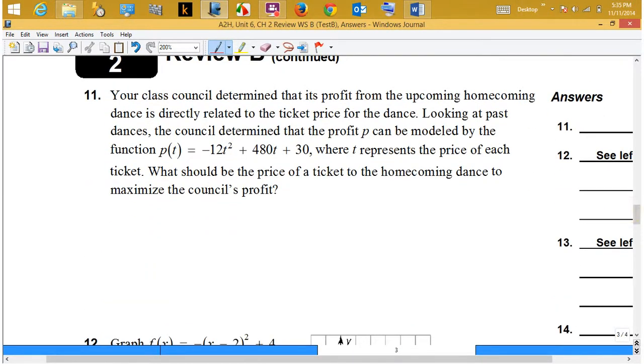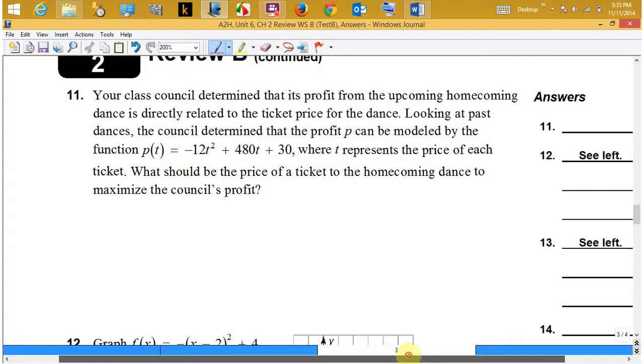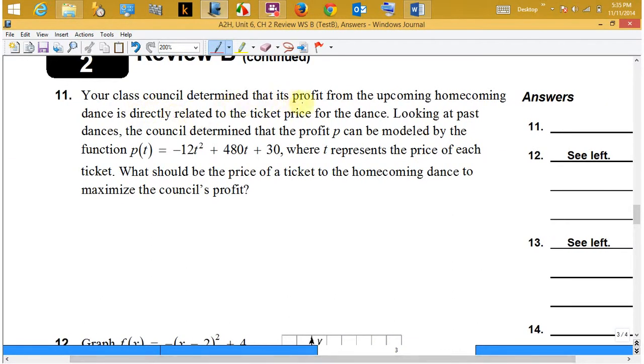Okay, we have a word problem. It says your class council determined its profit from the homecoming dance is directly related to ticket price. Look at the past dances. The council determined that profit P can be modeled by this equation, where T is the price of the ticket. So this is the equation that represents the profit, and T is the price of the ticket. What should the price of a ticket to the homecoming dance be to maximize the profit?